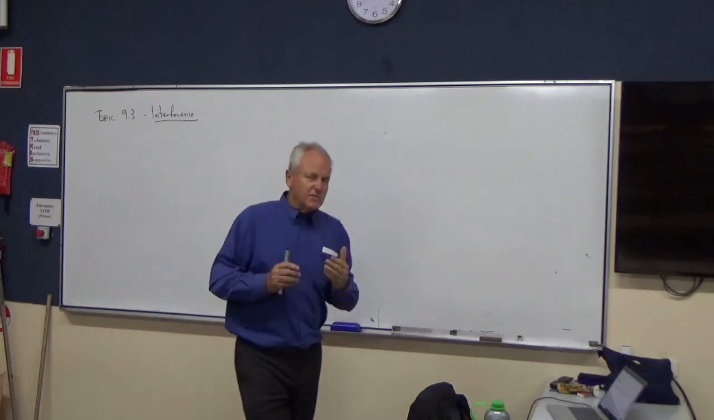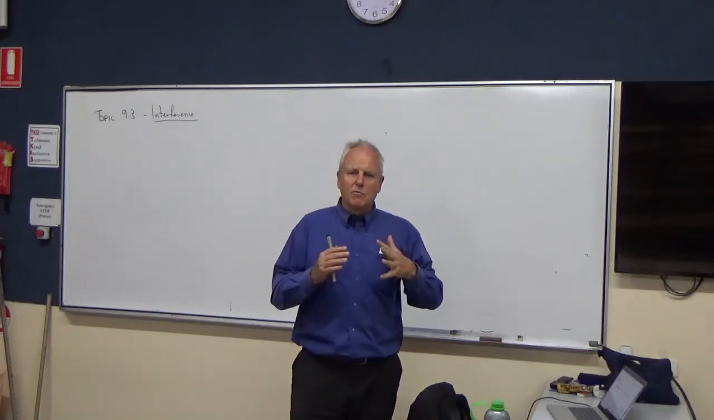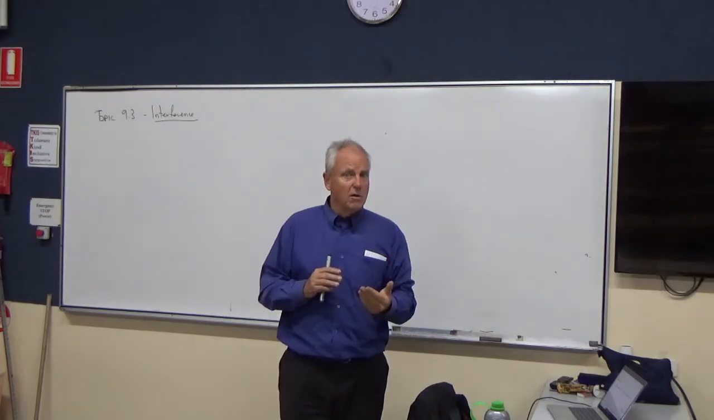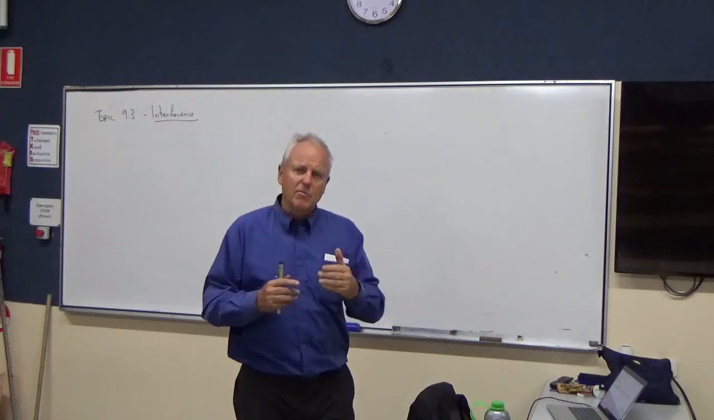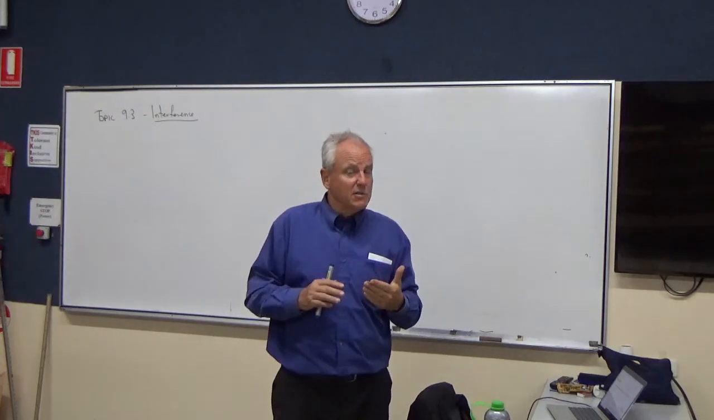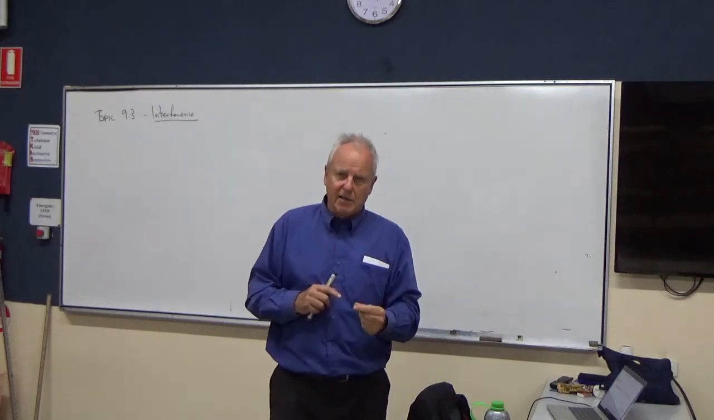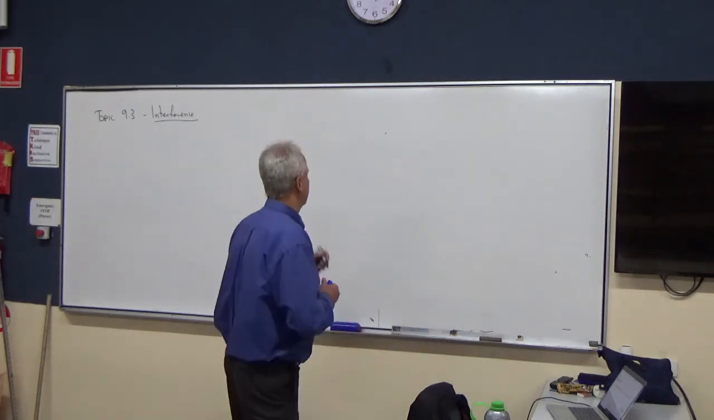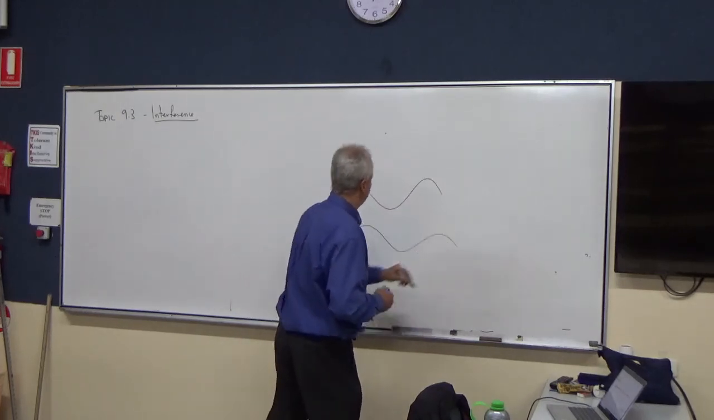So interference is really what happens when two or more waves combine together. When they combine together, and remember that from springs, it's not that their amplitudes add together, but their displacements. So you've got a wave like this and a wave like that.